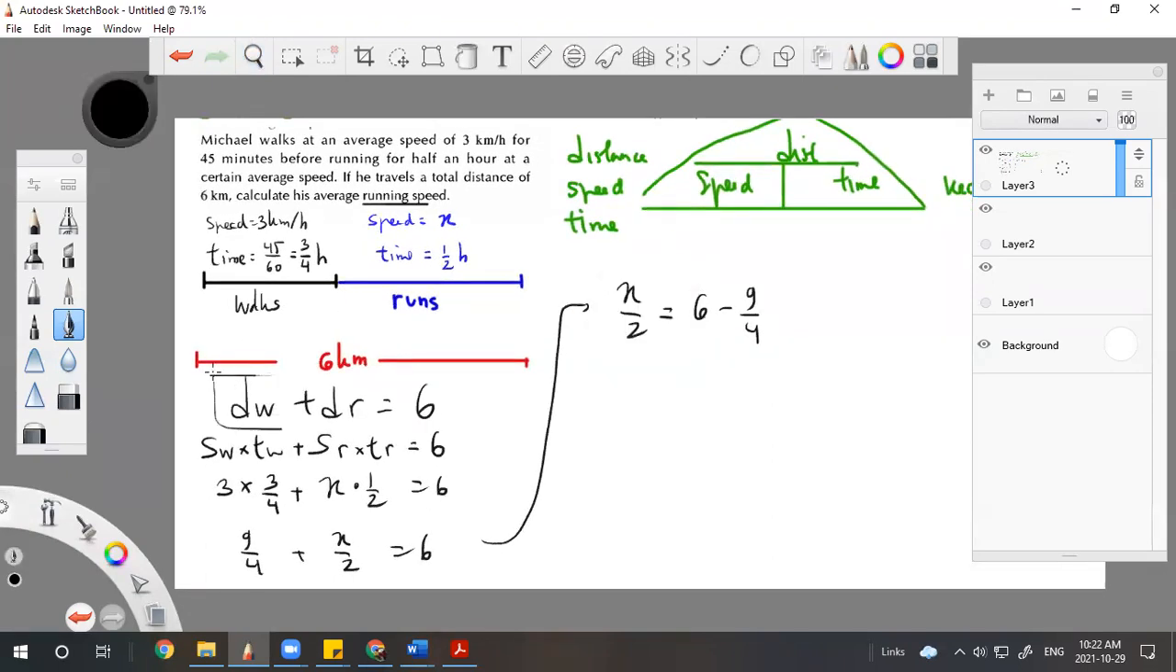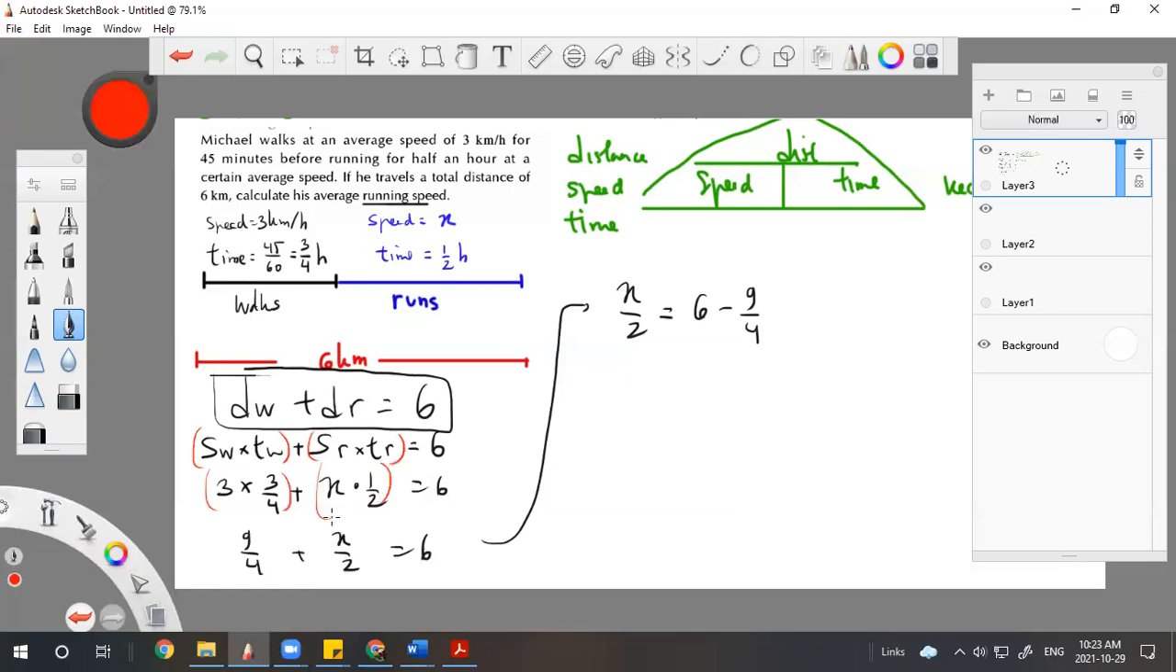Altogether the total is 6. So distance of walking plus distance of running equals 6 km. Do you understand up to here? What is the distance formula? Distance equals speed times time. So distance of walking equals speed times time. What is the speed of walking? 3 is given. Time of walking equals 3/4. Simple, right? For running, speed of running is unknown x, time of running is half.